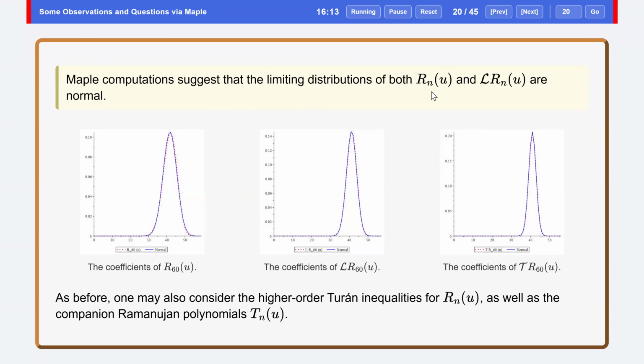Maple computation suggests that the limiting distributions of both this polynomial and the log-concave transformation are normal. Actually, even for the Turán transformation, we get a normal distribution.